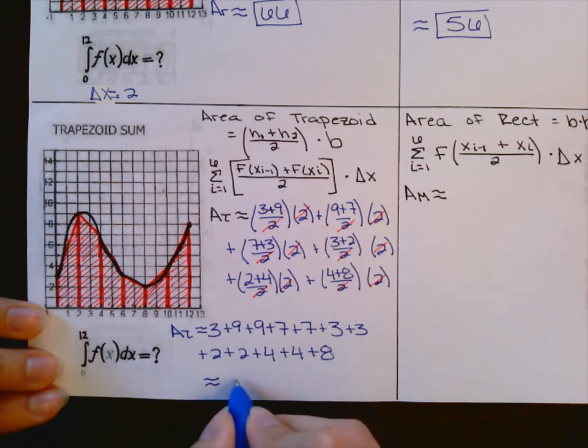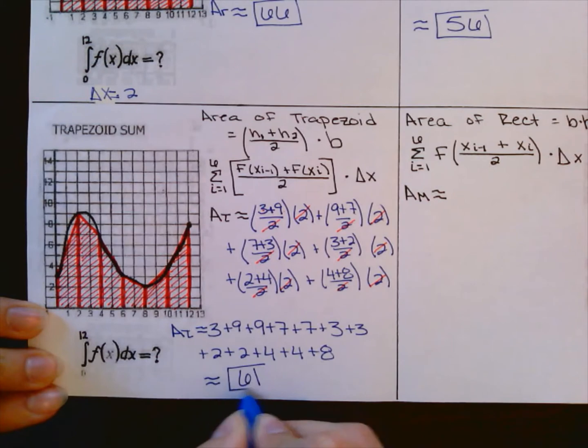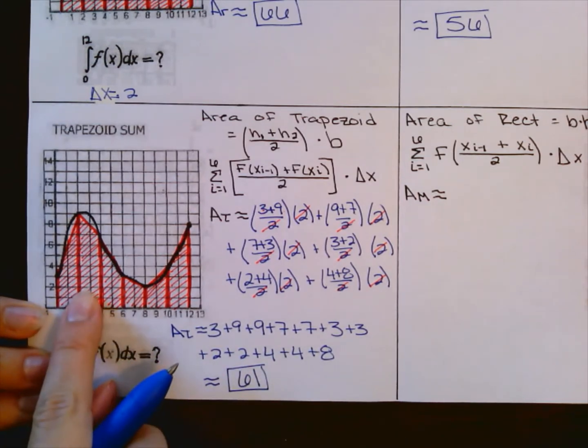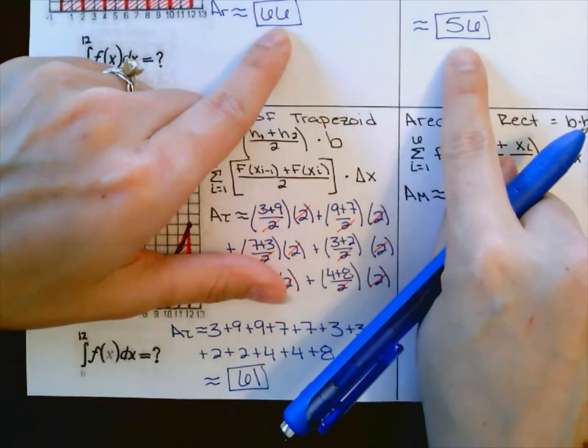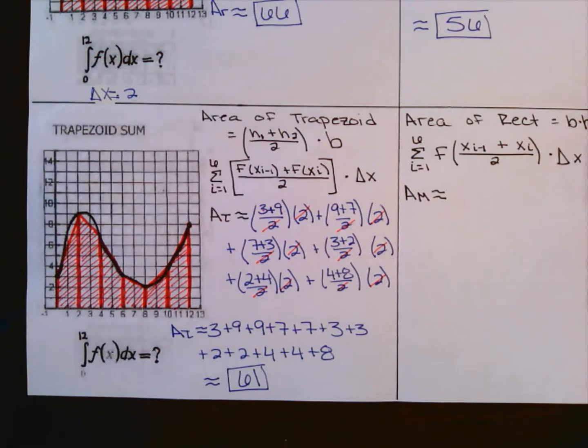And when you add those up, I get 61. And visually, you can see that's a much better estimation. And it's even in between the last 2 answers we had. All right?